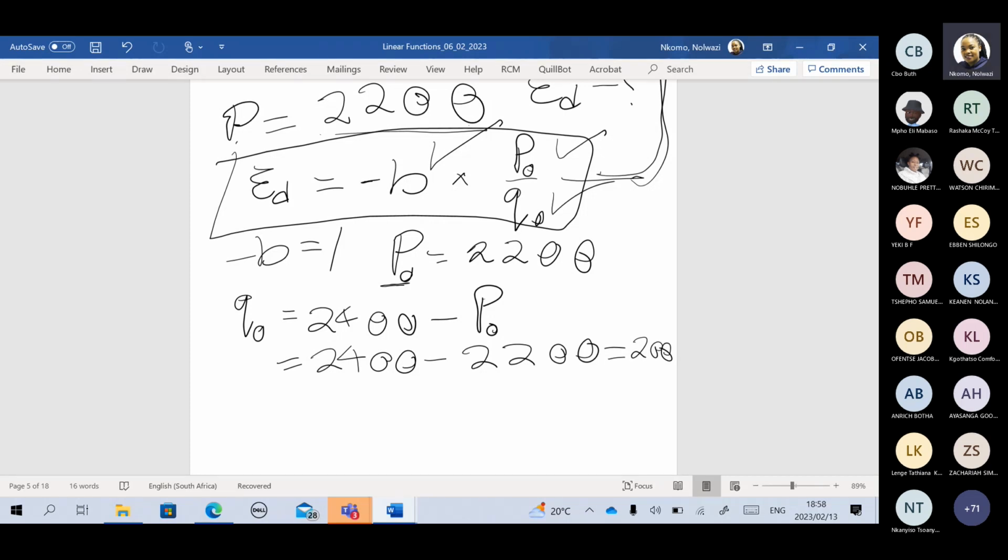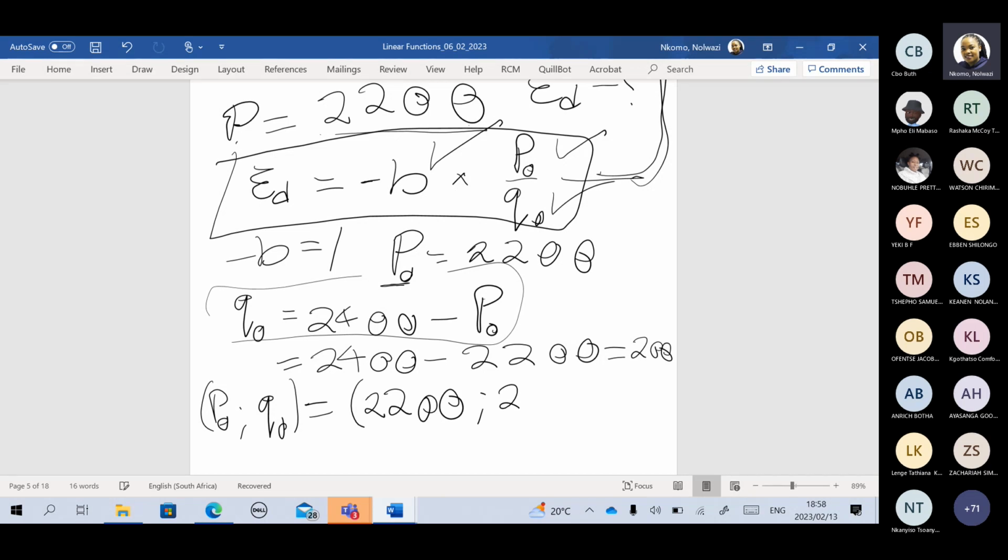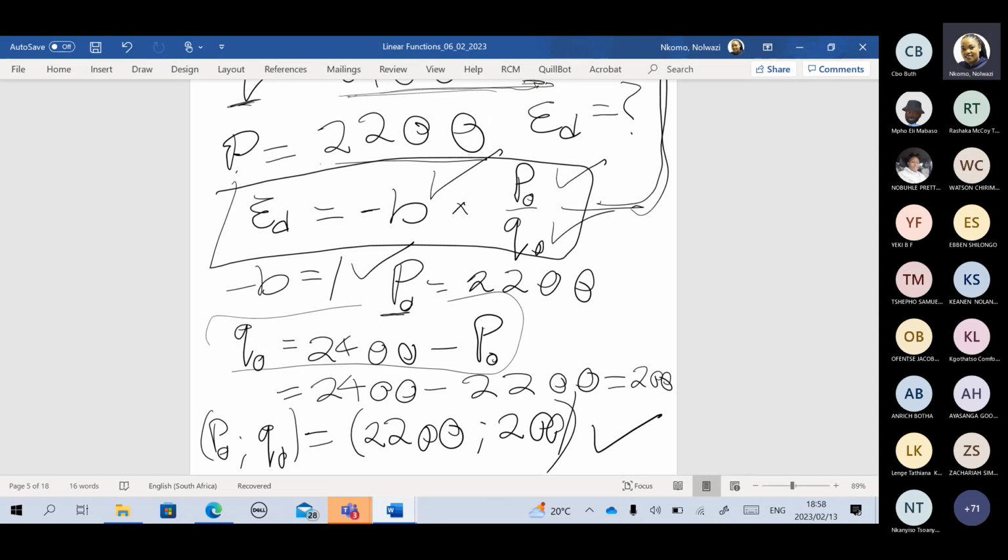If we put our P naught here in this equation, this means we have a point P naught, Q naught, which equals 2,200, 200, right? Okay. And if we have this point and our P, we can use these three to find our elasticity of demand, the one that they said we should find, because we now have all the three unknowns that we need to use to find the elasticity of demand.